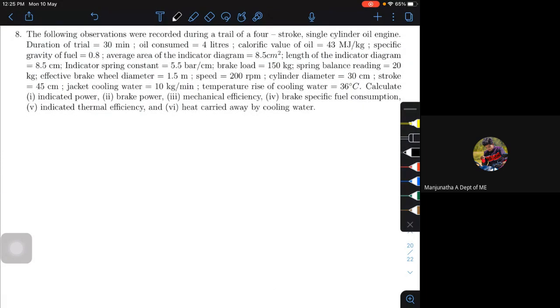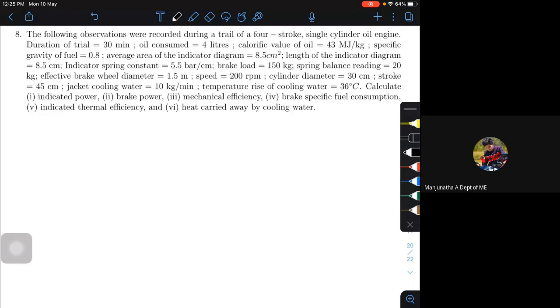I keep telling you that whenever we conduct a test on any IC engine, it is done on either a minute basis or an hour basis. So be careful with that. What is the duration of the trial? Is it 10 minutes, 20 minutes, 30 minutes, or 1 hour? You have to be very careful when you are solving the heat balance sheet problem.